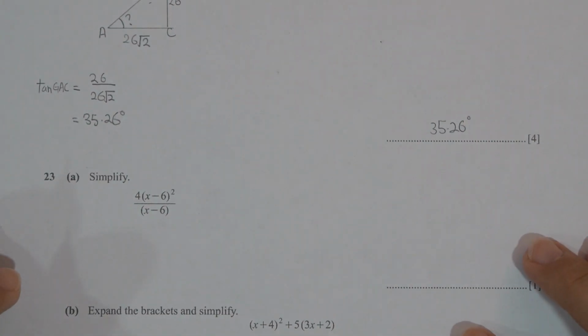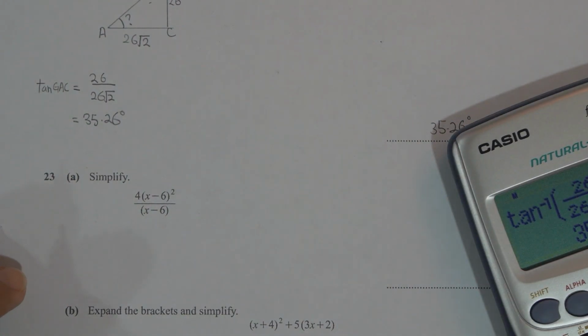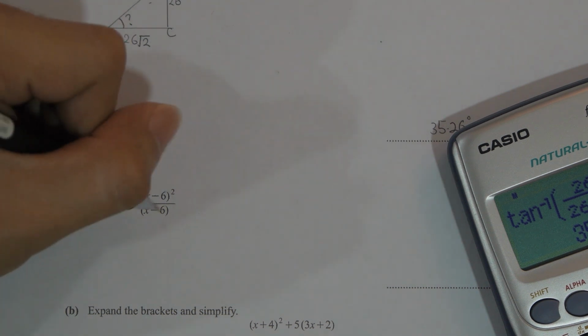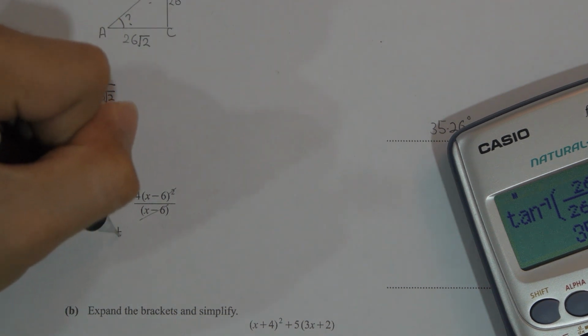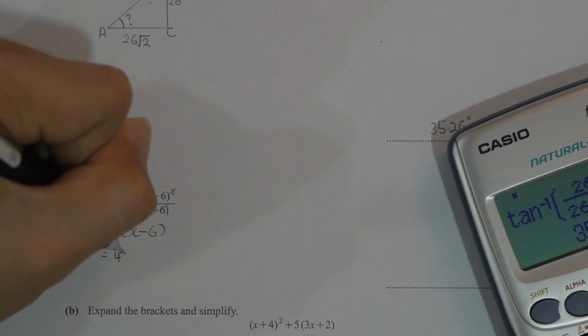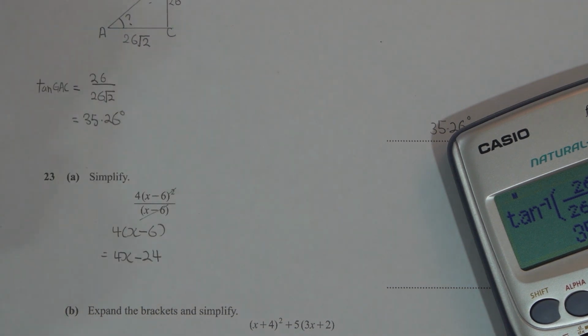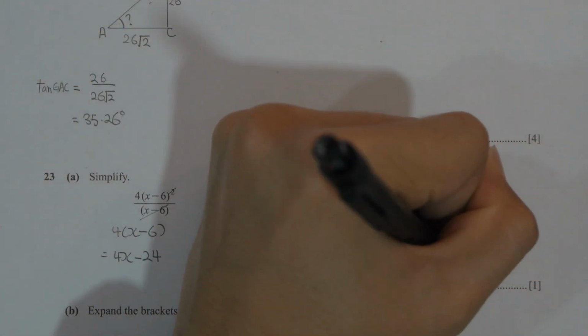So 23, it is very straightforward. You just cross out one of it, so you're left with 4 bracket x minus 6. So you substitute the 4 in, then you get 4x minus 24.